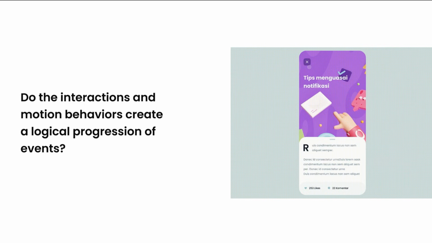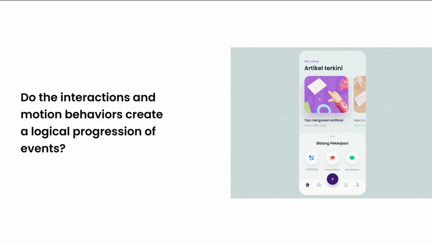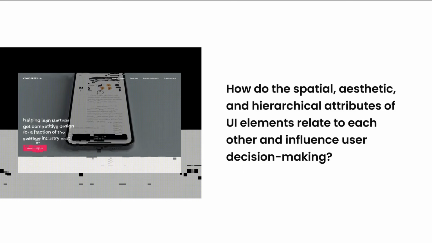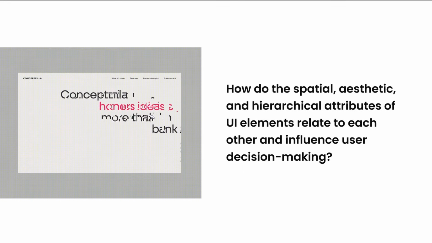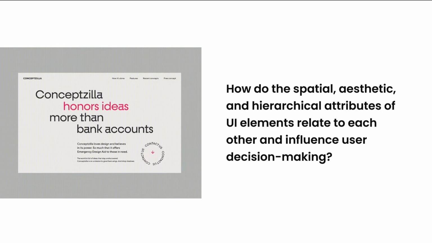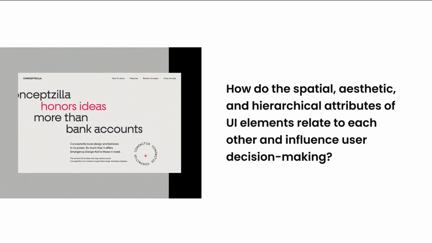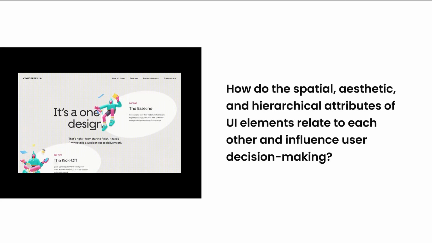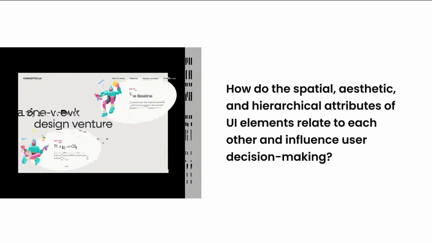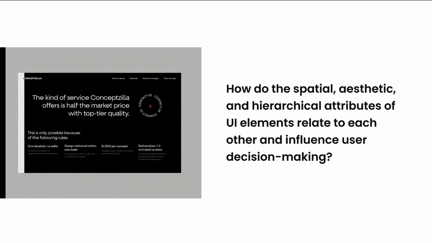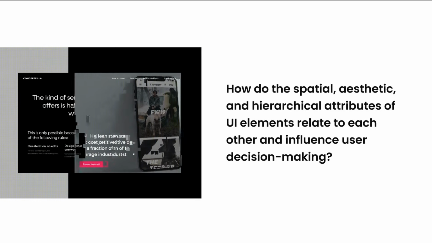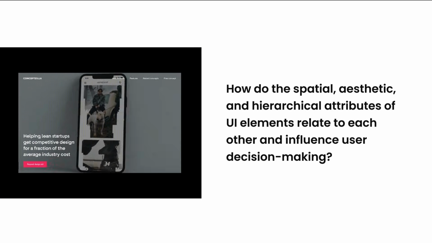That means if I'm going into a scene like this, is it a card that expands into that scene? It's logical that it would. And lastly, how do the spatial, aesthetic, and hierarchical attributes of UI elements relate to each other and influence user decision making? So how does motion impact the various element relationships that exist? Things like the different elements on the screen, what happens when it shifts from page to page or section to section? What does that impact essentially mean for each element in the user experience?